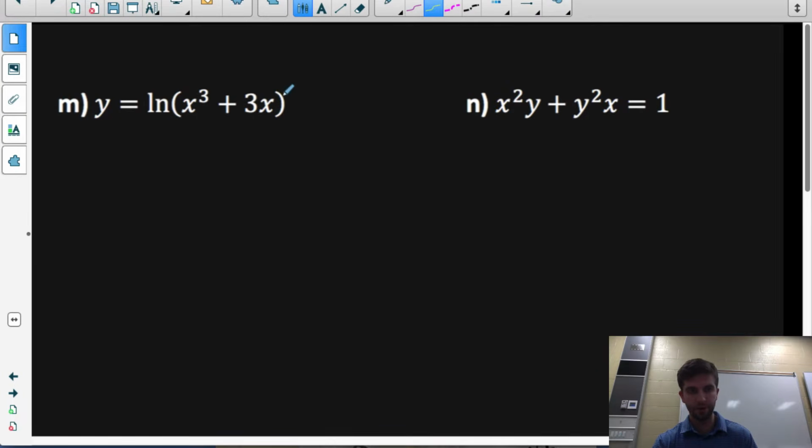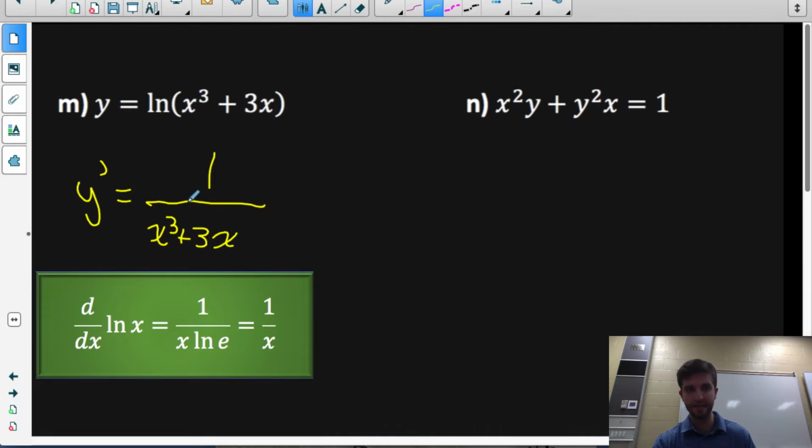Part M, another log function, but this time it's the natural log function, ln. So when I differentiate this one, it's actually slightly easier, because the derivative of any log function is 1 over the argument, x cubed plus 3x, times ln of the base. But you notice I didn't leave room to write it, because I need to multiply this by ln e, but ln e is just 1.